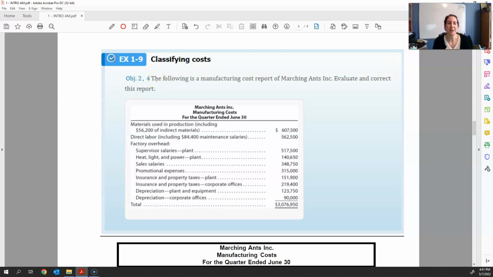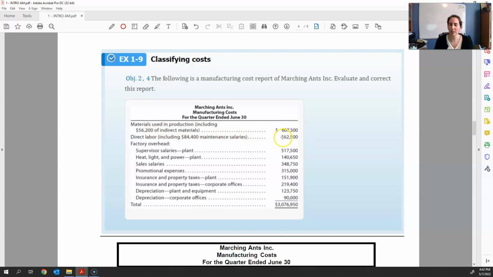All right, so we've got a bunch of manufacturing costs for a period, and what we're being asked to do is to come up with a report, break it down into direct materials, direct labor, factory overhead, and what might be period costs in here. So the easiest way I think to do this is to go line by line and look at each one of these. So materials used in production, including 56,200 of indirect materials.